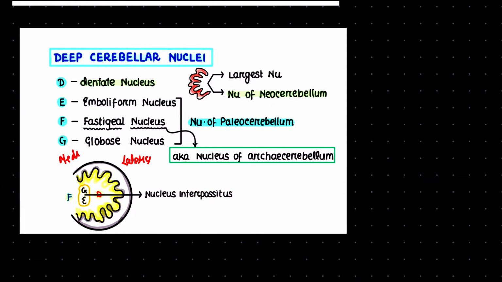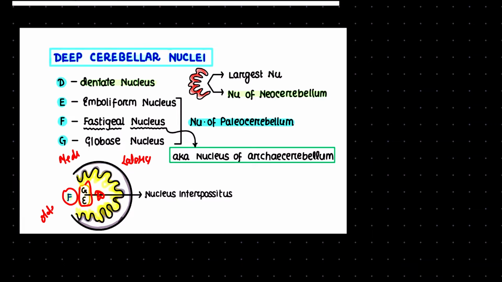And talking about the fastigial nucleus, it is the most medial nucleus, and it is also the nucleus of the archaeocerebellum. So according to arrangement also, the fastigial nucleus is the oldest one, and then formed the globose and emboliform nuclei, and then came the dentate nucleus. So this was about the different deep cerebellar nuclei.